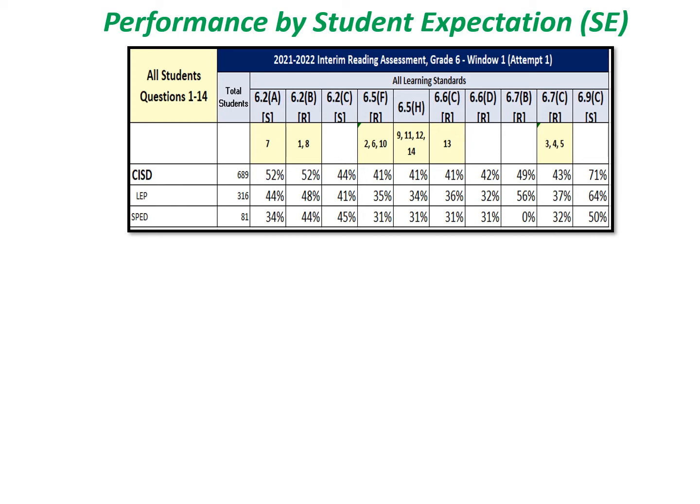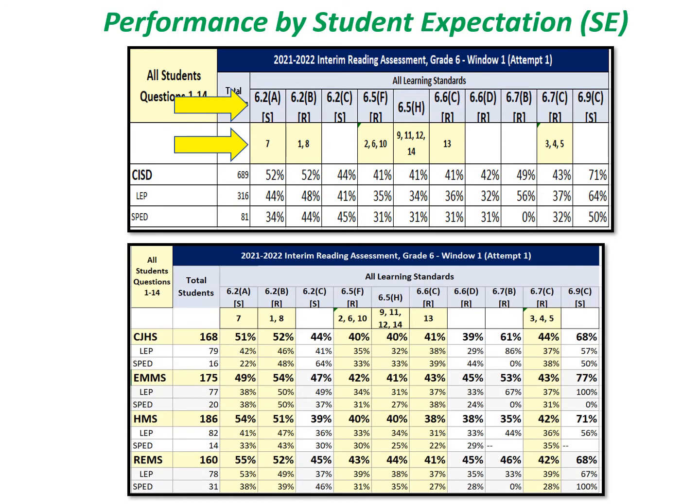So you will see all the SEs across the top. Those were all the SEs that were for either all, low, medium, or high. Underneath the SE, you will see the question numbers. So question 7 was 2A. 2B was questions 1 and 8. 5F was questions 2, 6, and 10. 5H was questions 9, 11, 12, and 14. 6C was question 13. And finally, 7C was questions 3, 4, and 5.